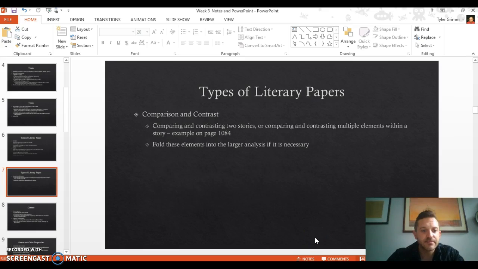And then lastly, comparison and contrast. You've done this probably since elementary school. There's a good example on page 1084 in the textbook. You may be using some comparison and contrast in your midterm literary analysis paper. You might not be, but it's so important to know. All right, that is it for this lecture.